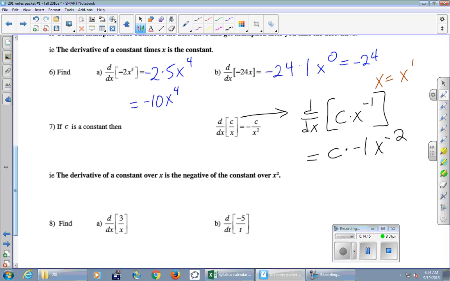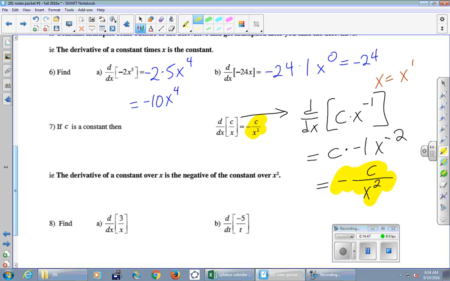And if we just rewrite that in a slightly friendlier form, I see a negative sign, so that's negative. I see a c, so that's just hanging out there. And the negative 2 goes downstairs and becomes x to the 2, right? So that's what it is. It's just a special case of the power rule. But that constant over x comes up often enough that I find it worth memorizing as its own rule. So it's a time saver. You don't need it, but I think it's worth it.